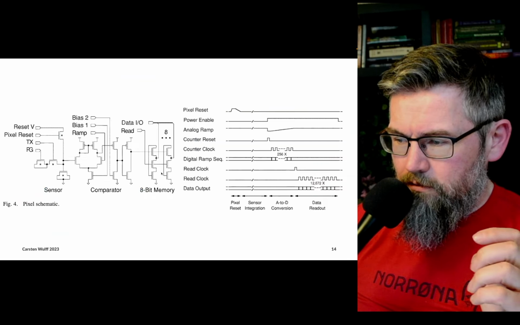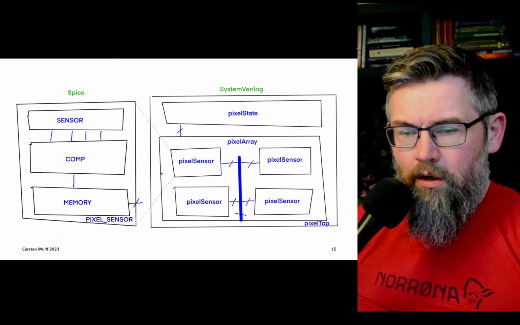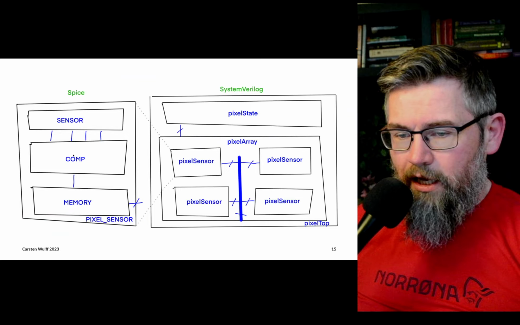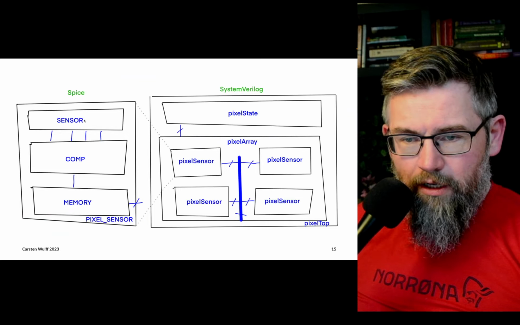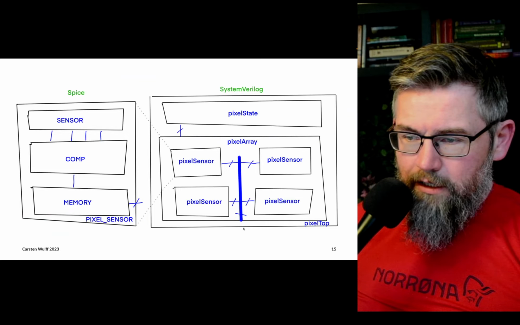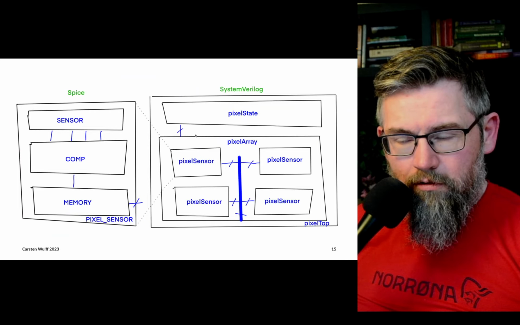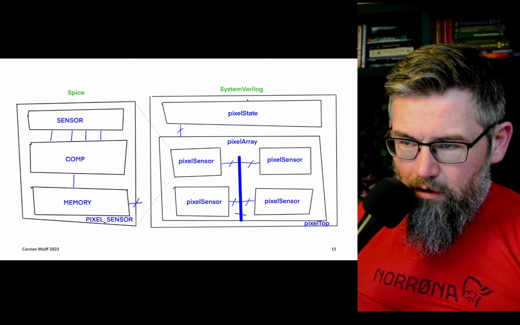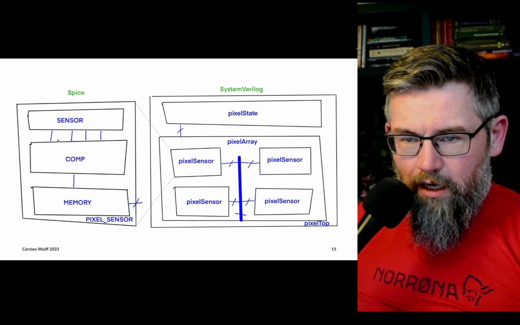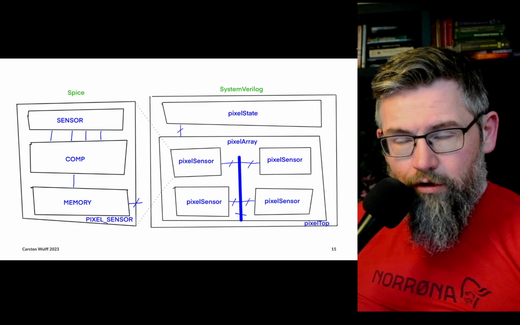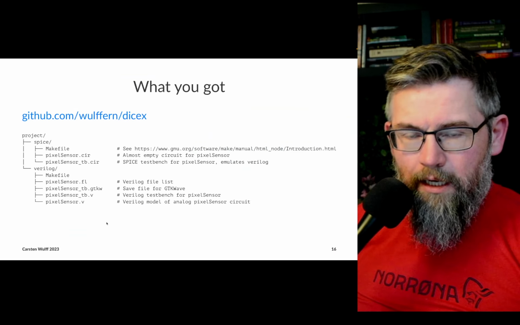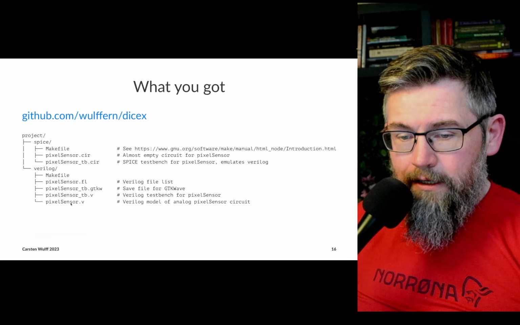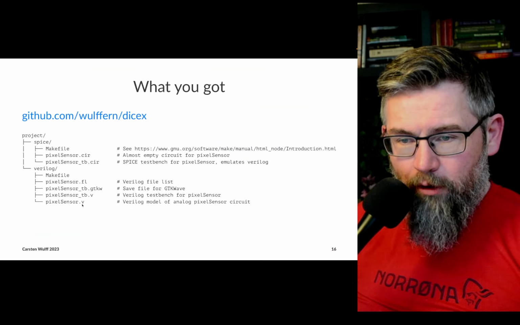I really like this. So then we have a system with a SPICE core, where we have a sensor, we have a comparator, and we have a memory. And then we have a SystemVerilog, a digital part that's supposed to read out all the pixels. Now, when we make the SystemVerilog, we kind of have to know how the pixel sensors work. And that's where I gave you a pixel sensor Verilog model.